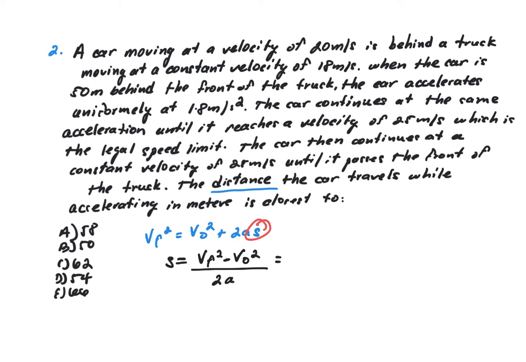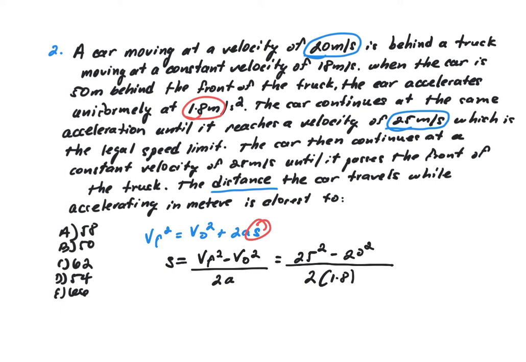So our final velocity, let's see what it says. A car moving at a velocity of 20 meters per second, so that is the initial velocity. The car continues at the same acceleration until it reaches the velocity of 25, so the final velocity is 25. So we're going to have 25 squared minus 20 squared over 2 times the acceleration. The acceleration is 1.8.